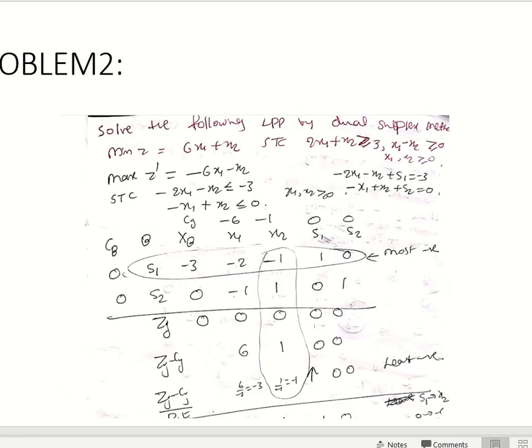Now again, which one leaves the basis now? This s2 leaves the basis, and it will be replaced by now x1. And what is the initial value of x1? We have discussed that in the previous step. Say x1 is what? Minus 6, right? Now consider that minus 6, right?